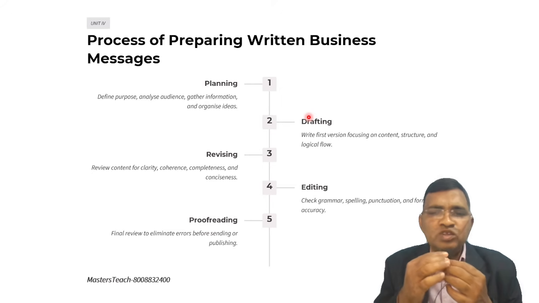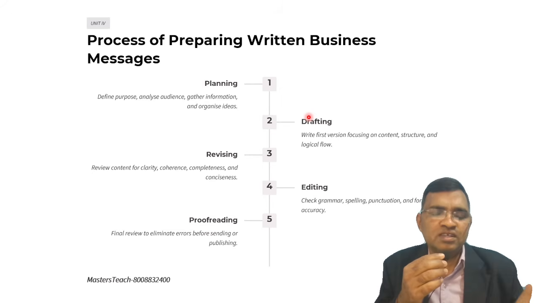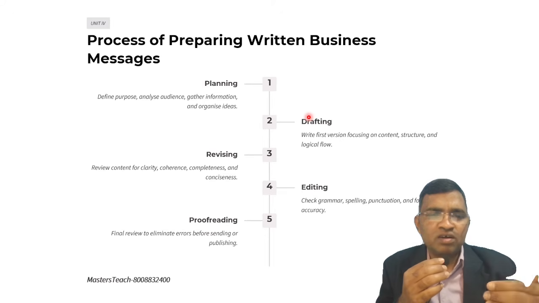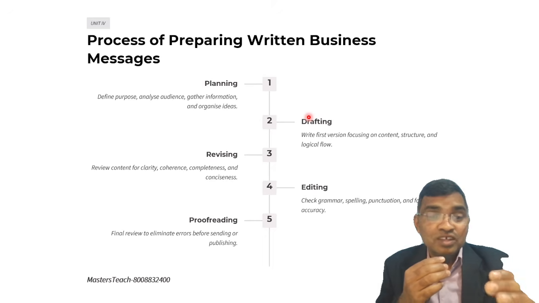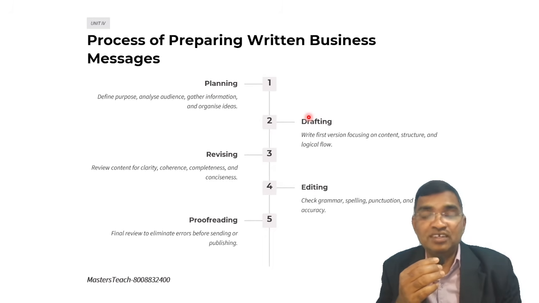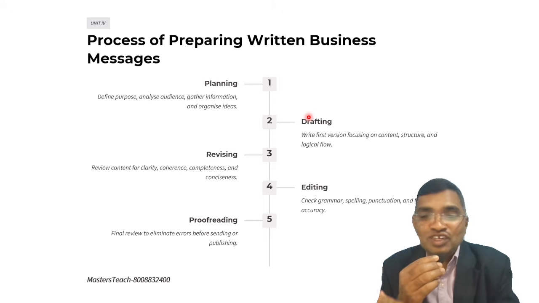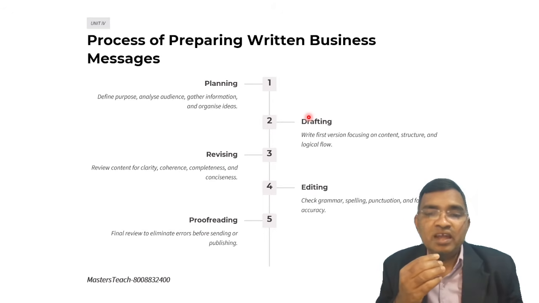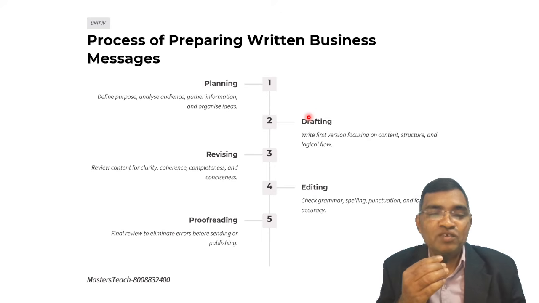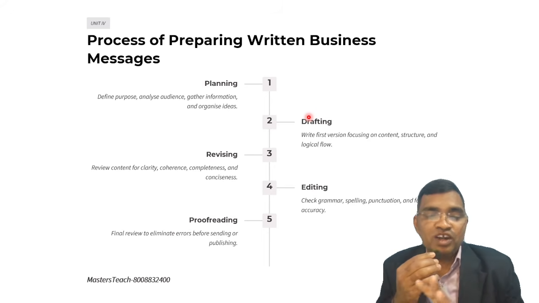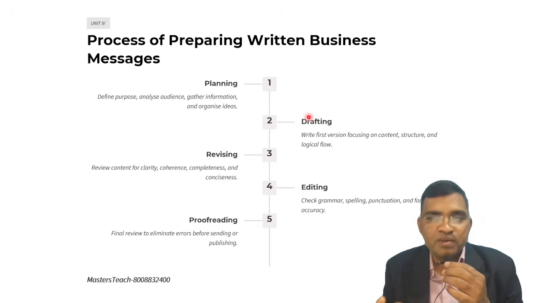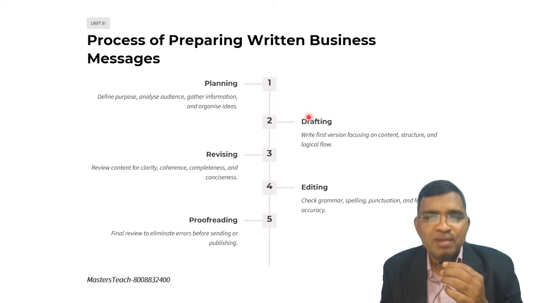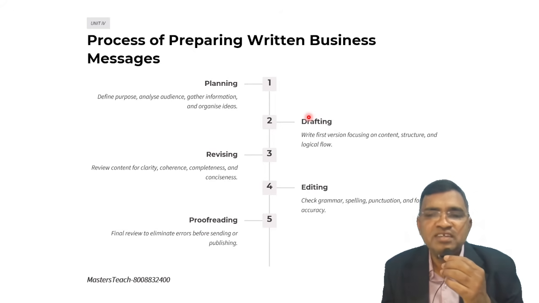Revising: once you have drafted, you have to revise. Check whether it is properly maintained, whether clarity is there, coherence is there, completeness is there, conciseness is there. So you have to revise, then you have to edit. You have to check the grammar, spelling, punctuation, and formatting accuracy. Then proofreading: a final review, and you have to eliminate all the errors before sending or publishing. So this is the process of preparing written business letters: planning, drafting, revising, editing, proofreading.